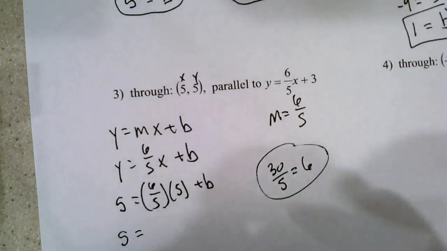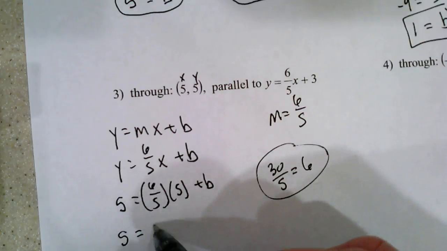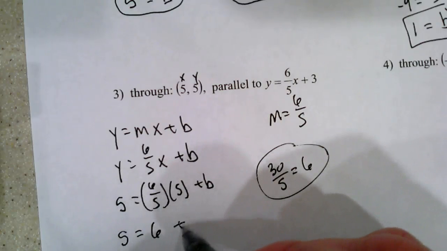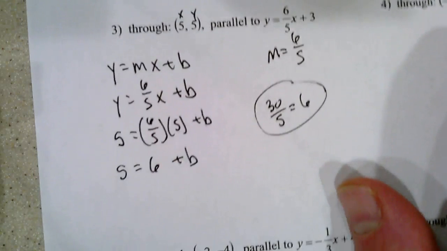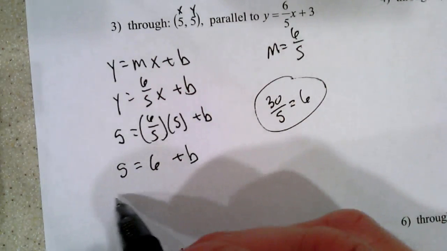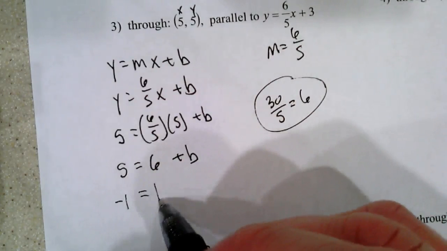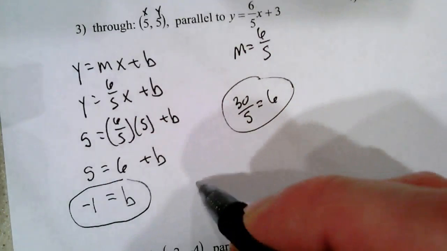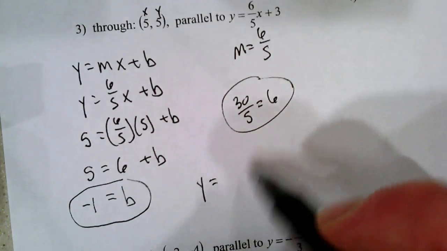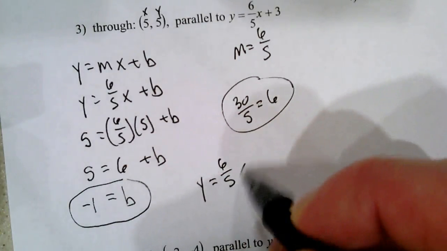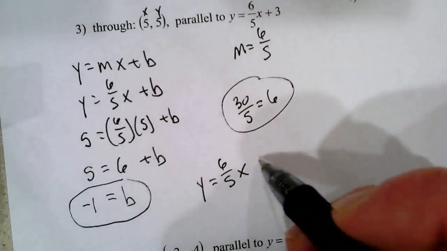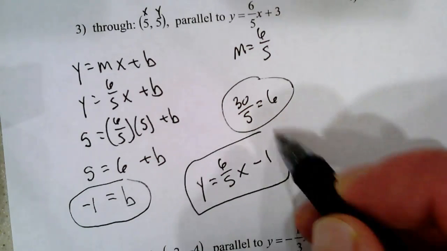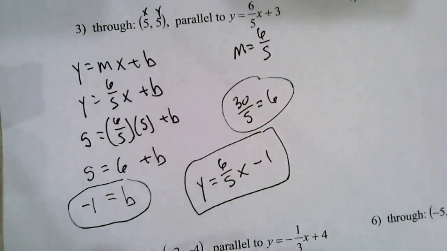So 5 equals 6 plus b. And then to figure out what b is, we just have to subtract 6 from both sides, which gives us negative 1 equals b. So we go ahead and write our equation. y equals our slope, 6/5, x, and negative 1, so it's going to be minus 1. Right. Next up.